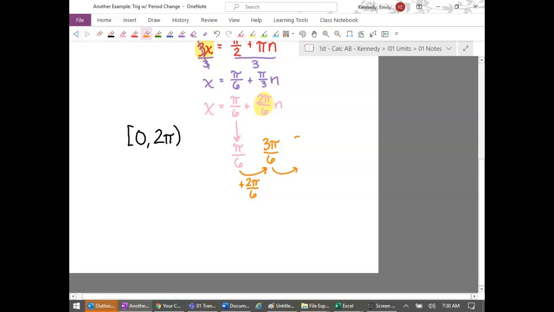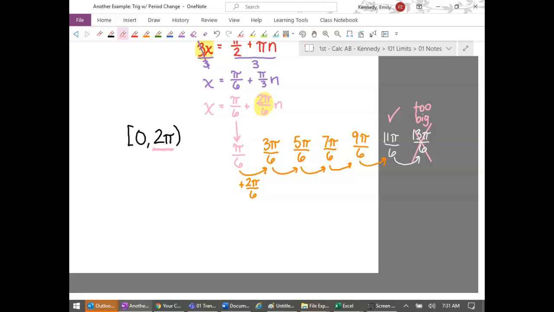And I can add 2 pi over 6 again, and get 5 pi over 6. And I can do it again, 7 pi over 6. And I can do it again, and I'm not going to do this forever. I am going to go off the board a little bit. 11 pi over 6. Add another 2 pi over 6. 13 pi over 6. And like I said, I'm not doing it forever. I'm doing it until I get past 2 pi. 11 pi over 6 is smaller than 2 pi, so that's good. 13 pi over 6 is too big. That is bigger than 2 pi. That is out of my interval.